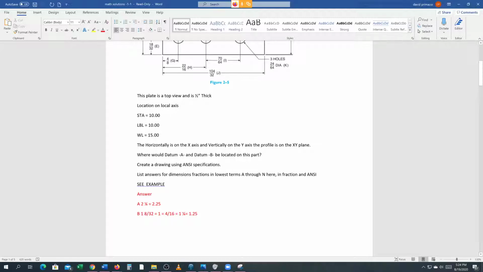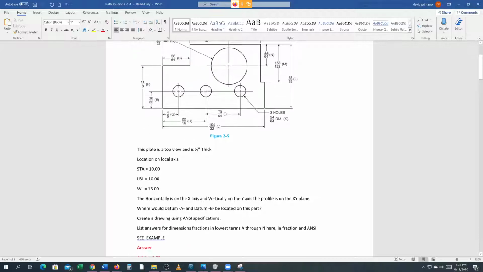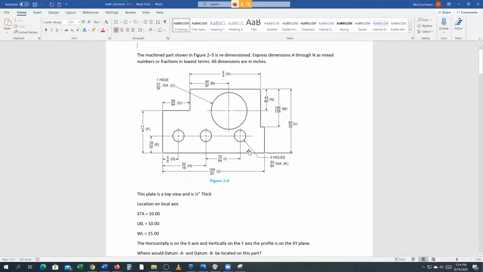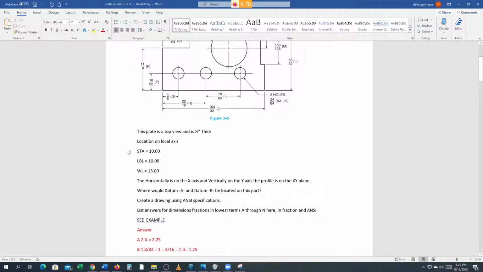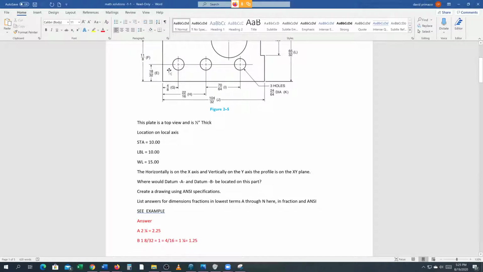Where would datums A and B be located for this part? Well, datum A and B is going to be the bottom line and the left vertical line. That's the first thing I need to establish. That being the case, we're going to put an axis system at station 10, left buttock line 10, and water line 15. And that axis is going to land right here on that corner.